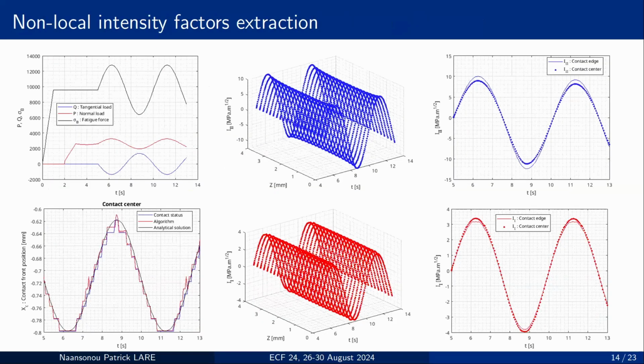So now we know the contact front positions, we can extract our intensity factors. Here I plot the intensity factors of mode 1 as a function of time and along the specimen thickness, and similarly for mode 2 here. We can see that the intensity factors at the edge of the contact are not the same as the intensity factors at the center of the contact. So we have some differences due to the edge effect.